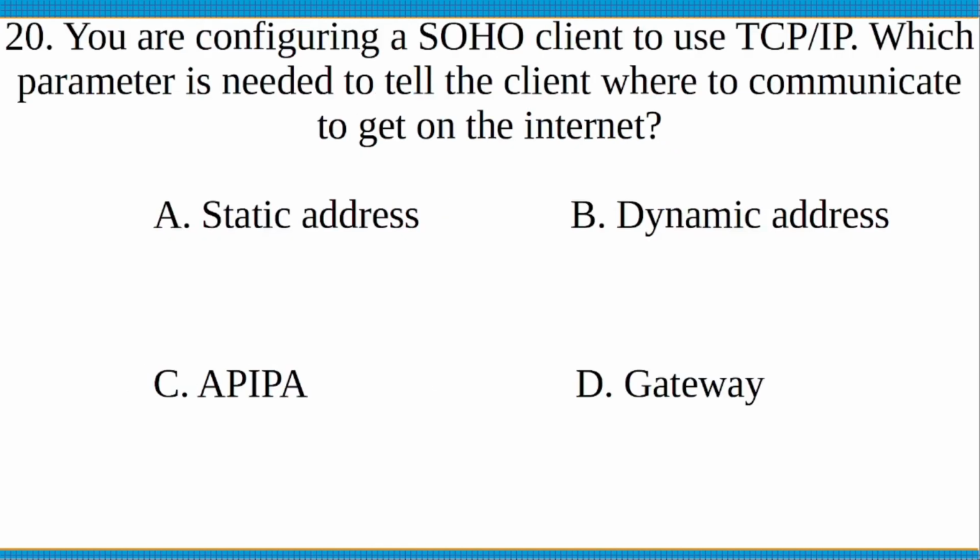Question number 20. You are configuring a SOHO client to use TCP/IP. Which parameter is needed to tell the client where to communicate to get on the internet? A. Static address. B. Dynamic address. C. APIPA. D. Gateway.